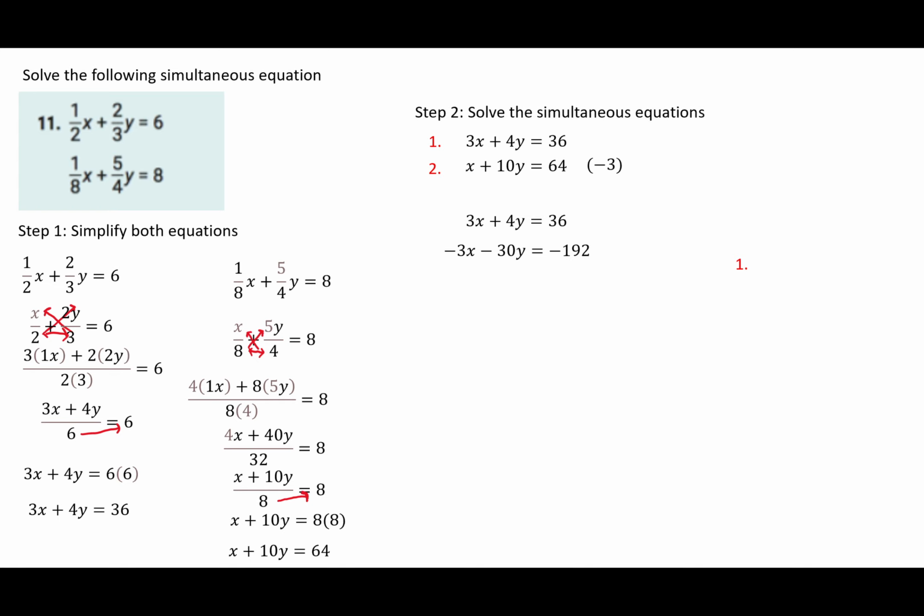We now want to solve for our remainder. We're left with our x's cancelling. 4y minus 30y leaves us with minus 26y, and 36 minus 192 leaves us with minus 156. We now want to solve for y, so we're going to divide both sides by the value that's in front of y. Let's divide both sides by minus 26. And we're left with y is equal to minus 156 divided by minus 26. Putting this into our calculator, we get y is equal to 6.